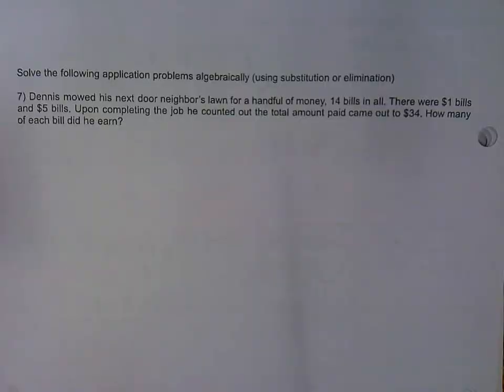Equations. Take a stab at it. It's a money problem. Dennis mowed the neighbor's lawn for a handful of money. He got 14 bills. Some were $1 bills and some were $5 bills. They paid him $34. So how many ones and how many fives was he paid?